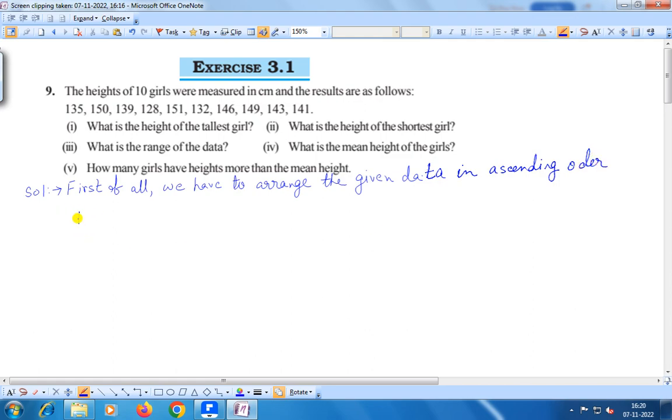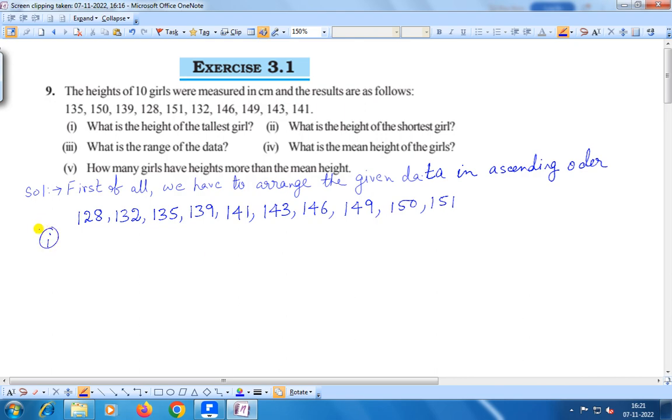That is 128, then 132, then 135, then 139, then 141, then 141. Then 143, then 146, then 149, then 150, then 151.